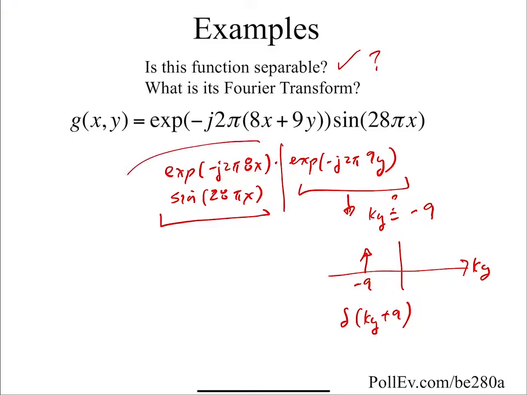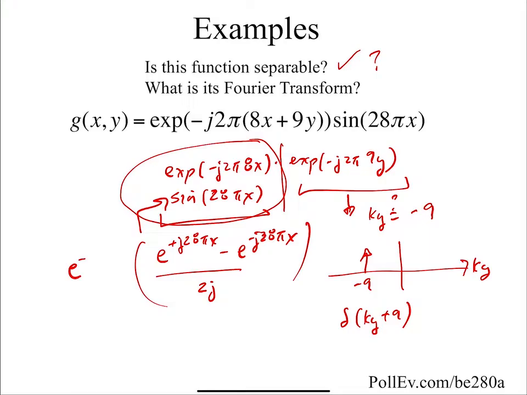Now let's look at this one. How would I figure out the Fourier transform of this thing? Given that, if you didn't know any other properties, how would you get this into a form that you could work with? What can you do with the sine function? Right, you write it as a sum of exponentials. It's e to the plus j 28 pi x minus e to the minus j 28 pi x, over 2j, right? And then I can multiply this by that, and I'm going to get complex exponentials, which I can then take the Fourier transforms of. Okay, so that's how you would do that problem.